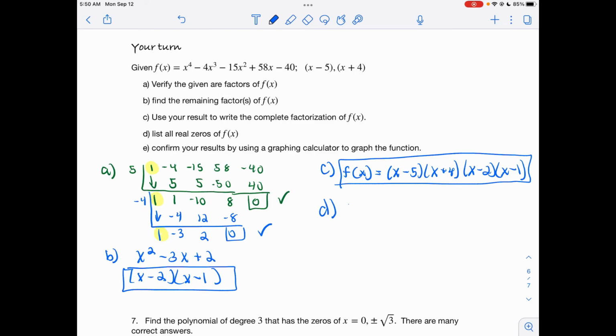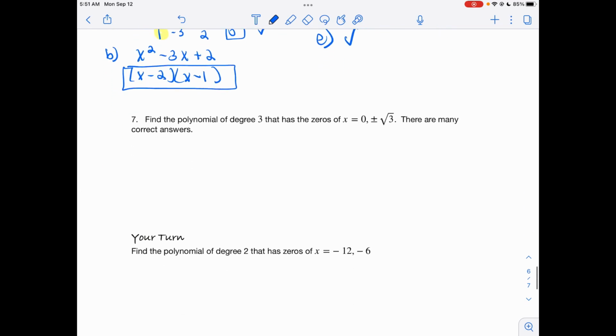Okay, D, list our zeros. X is equal to negative 5. Oops. Not negative 5, positive 5. So x is equal to negative 4. Okay, and then positive 1, positive 2, and positive 5. So those are our zeros. And E is on your calculator, verifying those by graphing on the calculator, trace, and plug in each of these and make sure you get a Y value of 0. So I'm not going to show that, but that's your verify, and it does verify.